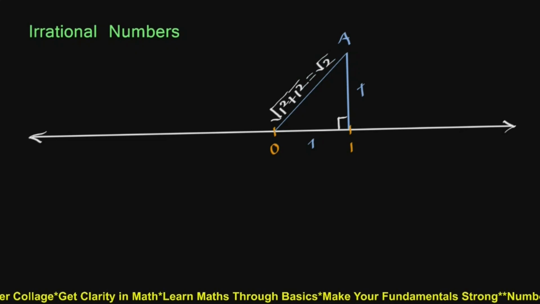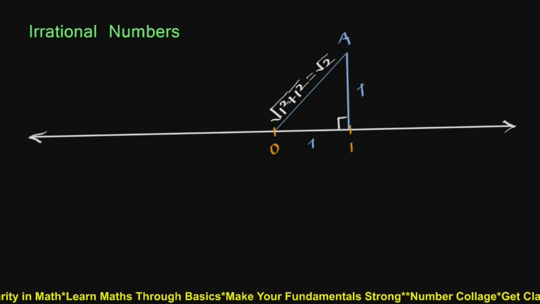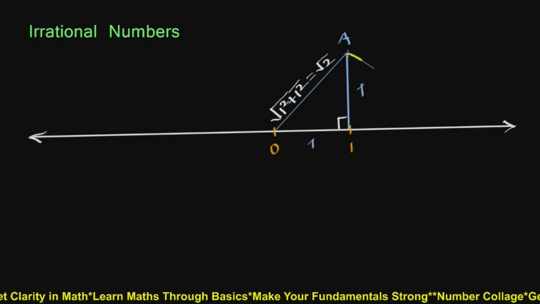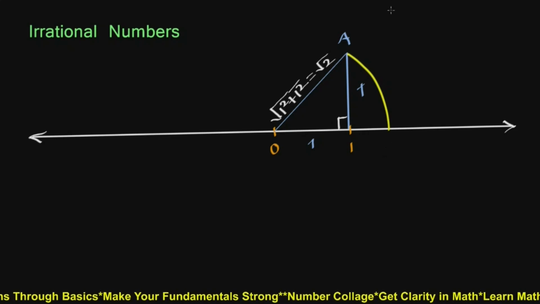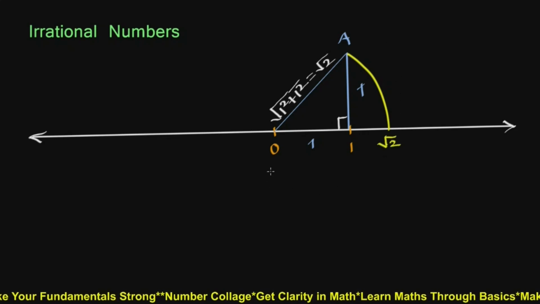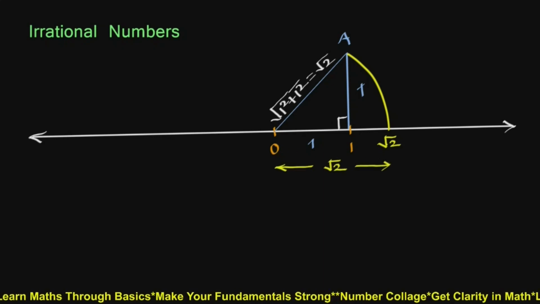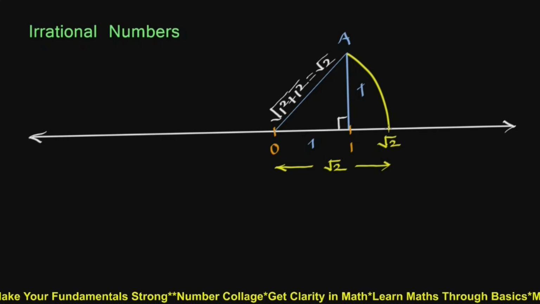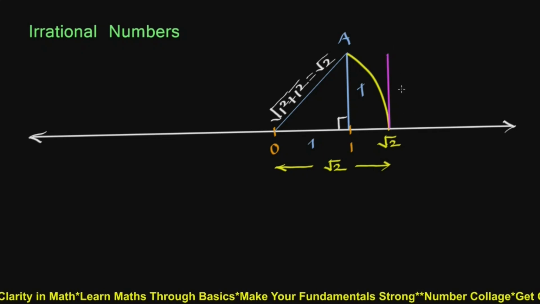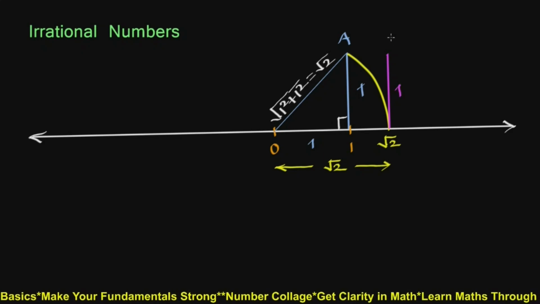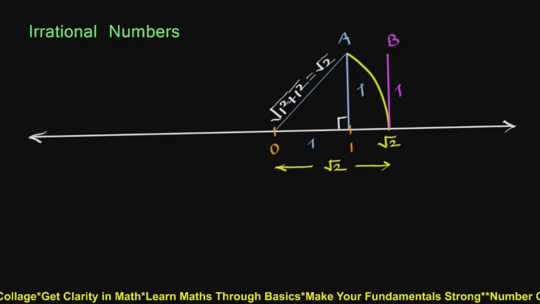With OA as radius and O as center, we will draw an arc from A which cuts the number line at point root 2, because the distance O to root 2 is root 2. Next we draw a perpendicular at root 2 of the same length 1, and we name this point B. Next we join O and B.